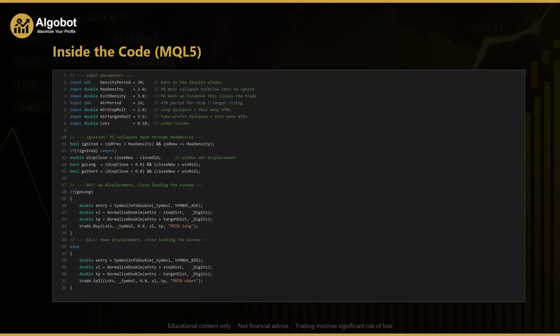The line that defines ignition checks that the previous density was above max density and the current density is at or below it, that downward cross we discussed. If that isn't true, the function simply returns and waits. When it is true, the code computes the window's net displacement and compares the latest close to the window midpoint.